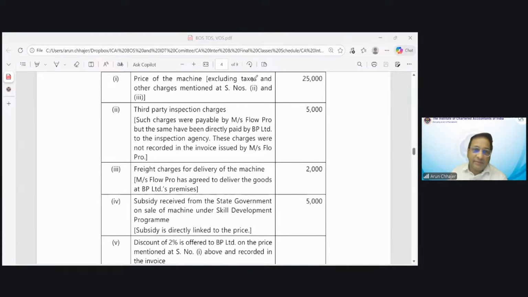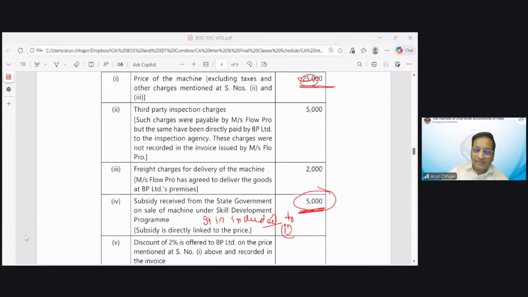But maybe the language says that this 5,000 is added in the 25, for example, that it is included in serial number 1. Then I will remove it. But I have not seen such a question till today. They normally want to check only this: they are normally not included, it is recorded, hence the discount would not be included.